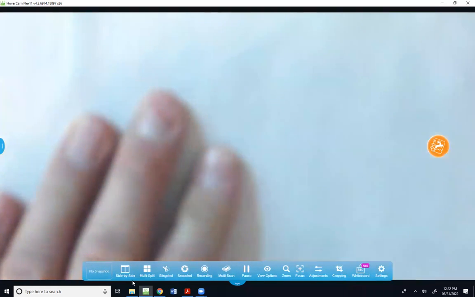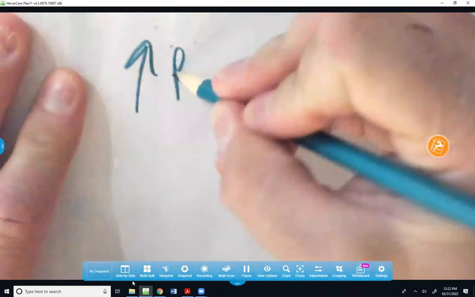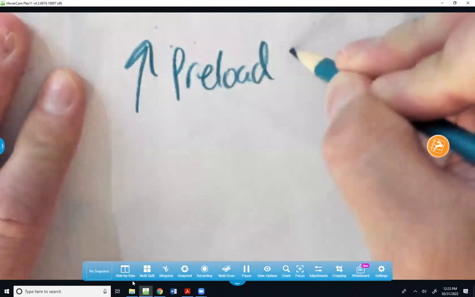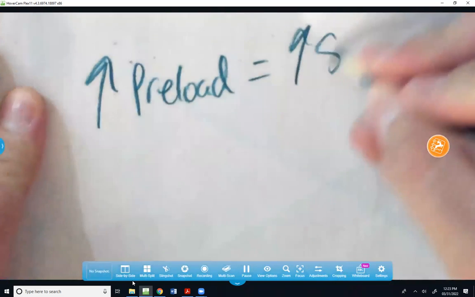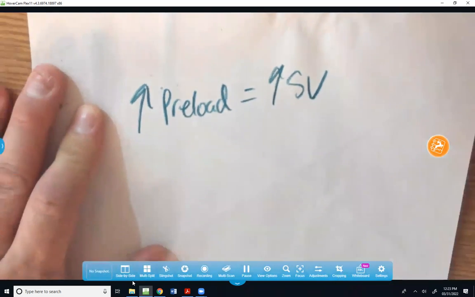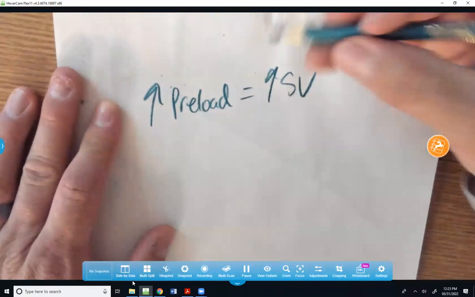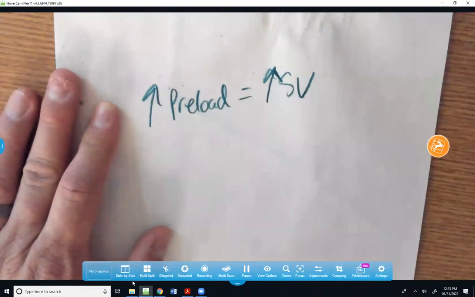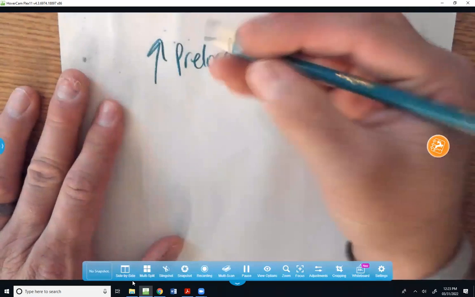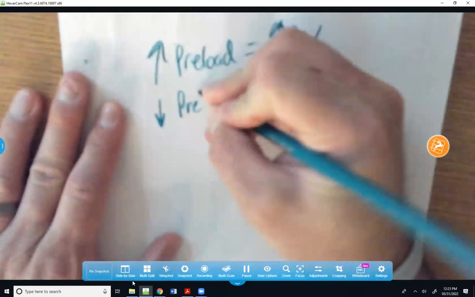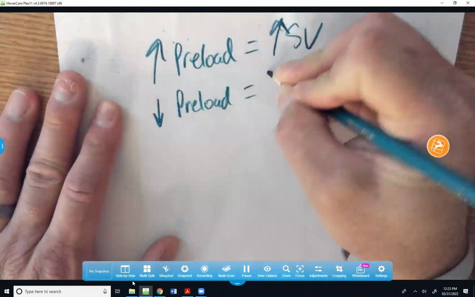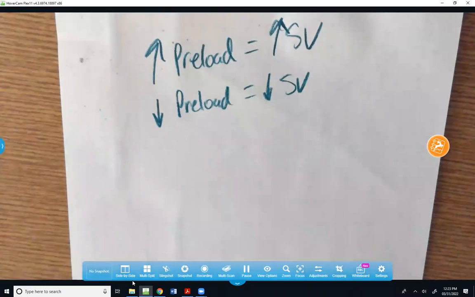any increase in preload is going to increase stroke volume. Whereas any decrease in preload is going to decrease stroke volume. It's as simple as that.